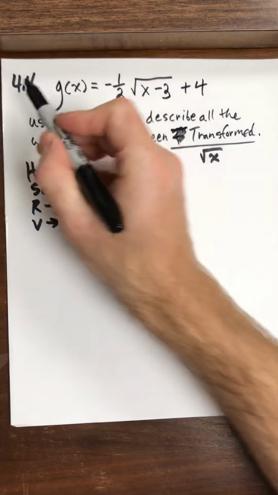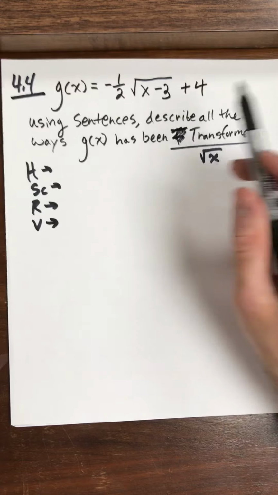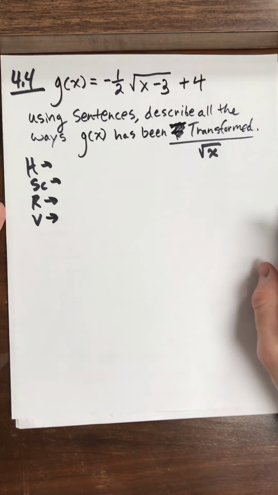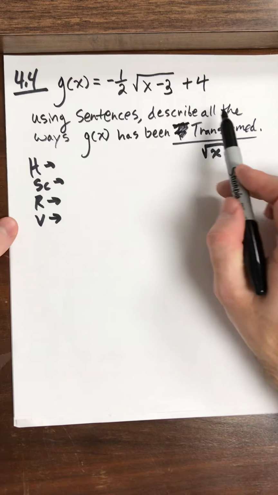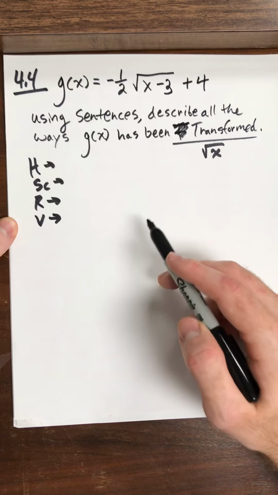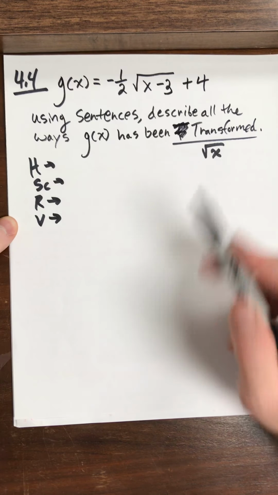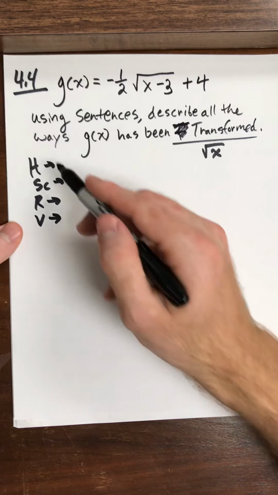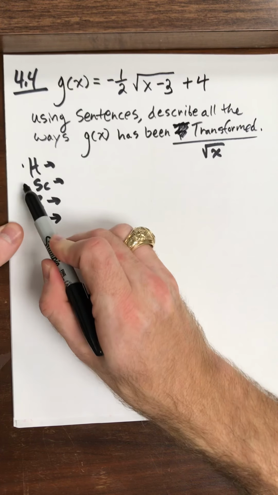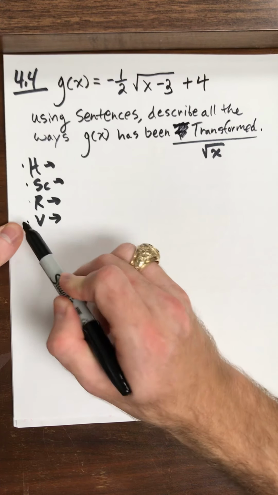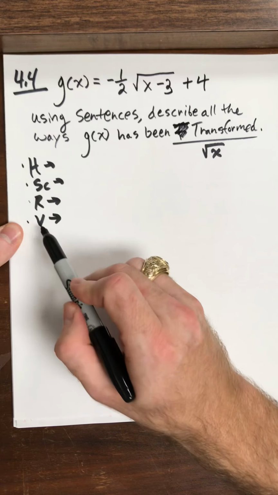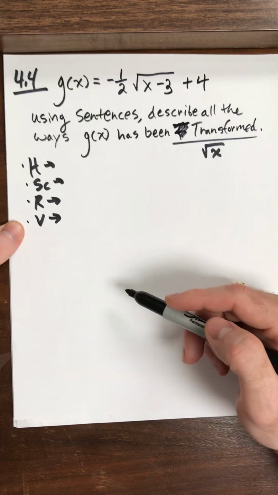Okay, so in section 4.4, we're going to take this function here and we're going to use sentences to describe all the ways that we have transformed the graph of the square root of x. Okay, so my little acronym, HSCRV, so this is homeschool RV, all right, however you remember it, I don't care.